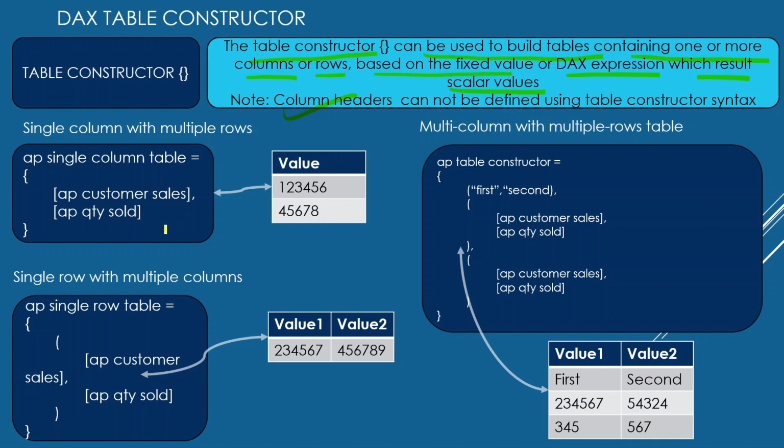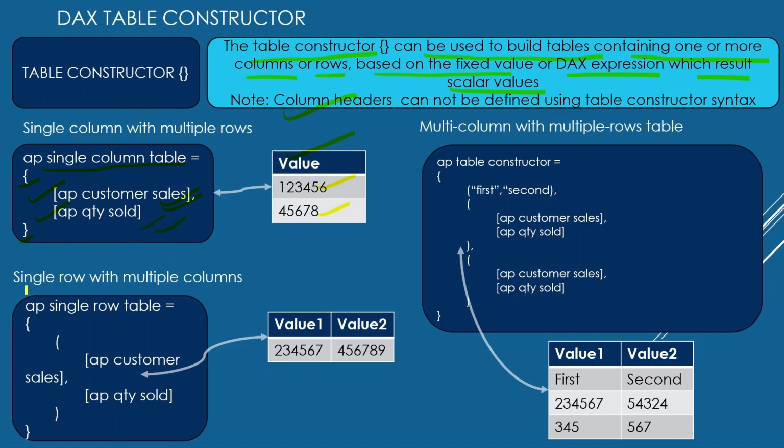So let's understand how we can create a single column and multiple rows. So this is the table which I am creating, and these are the curly braces. This is the syntax of a table constructor. Here I am populating values with the help of measures, and these measures are going to give a scalar value. So this is the name of the column, value, and these are the values which are getting populated with the help of these two measures.